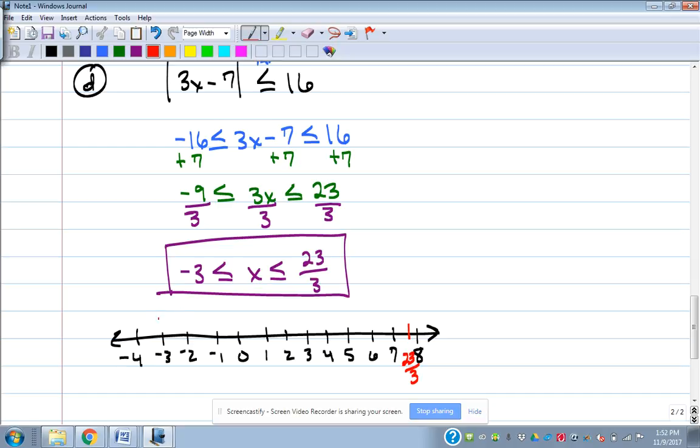And then what goes above each of those? Filled in circles, because it's got equal to marks. And it's an AND problem. The answers are in the middle.